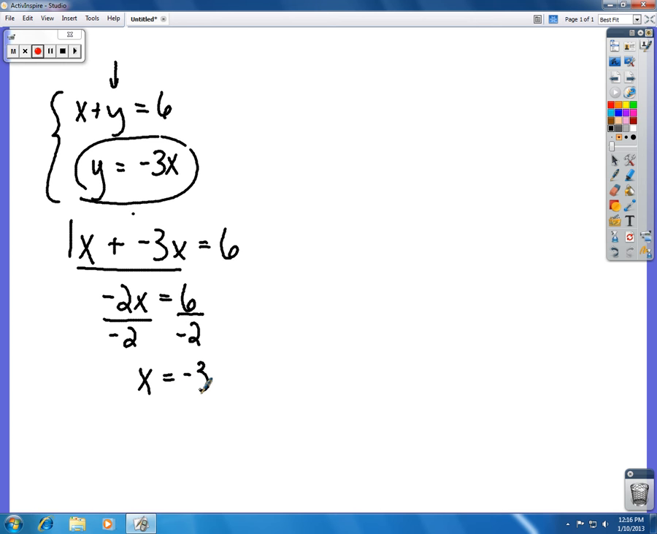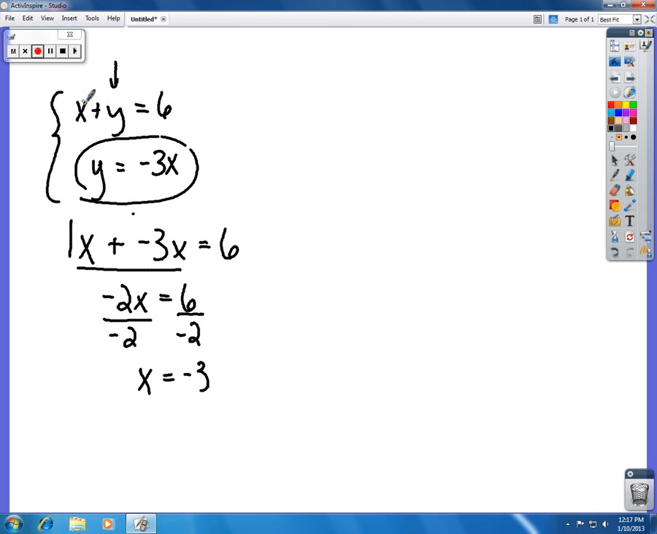So now we have the first part of our solution. We've got the x value. Now we need to find the y value. You can do this in a couple of different ways. You can use it in either equation and solve for y. So I could put the negative 3 in for x in this equation right here, or I could put the negative 3 in for x up here and solve for y. It doesn't matter. You'll get the same answer either way.